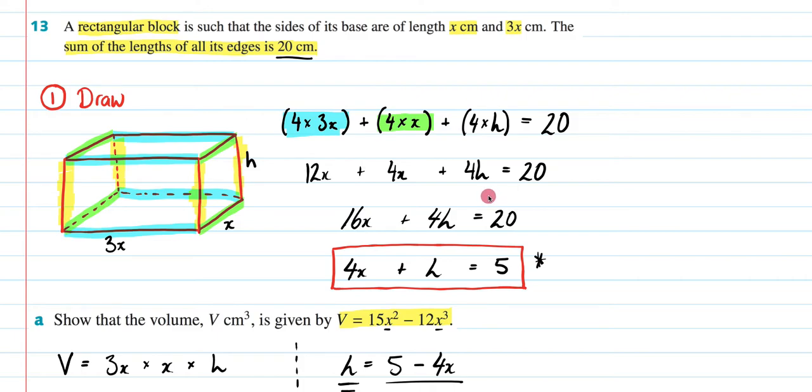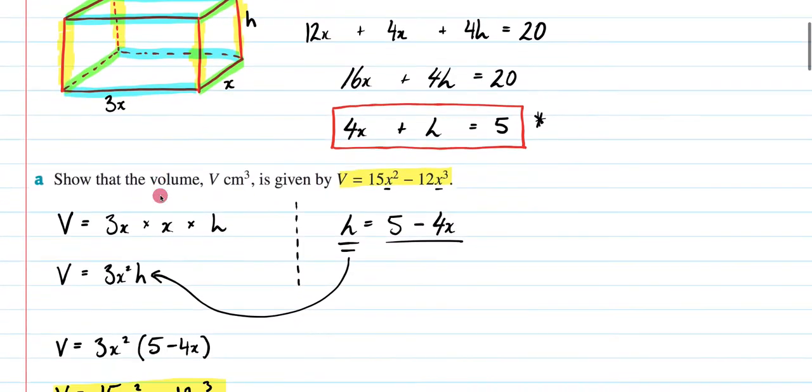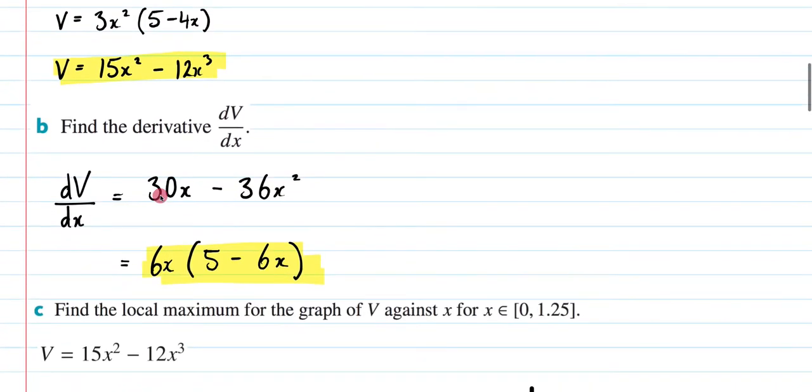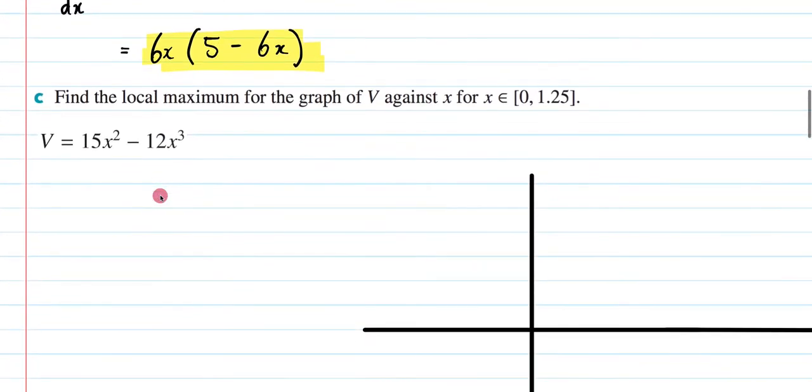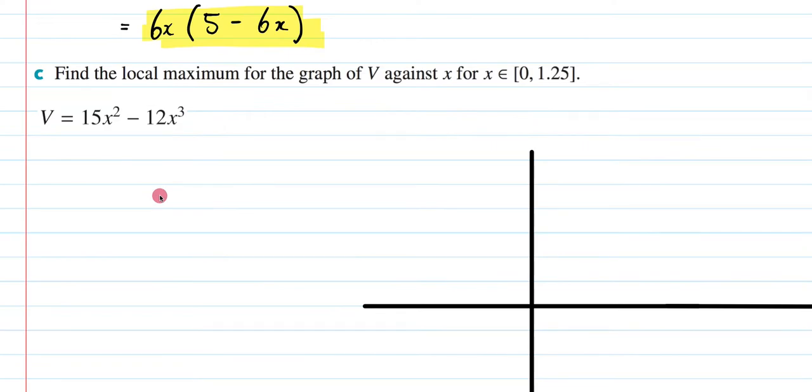So we are working through exercise 18E and we're working through, in this video, question 13. In the previous video, we went through A, B, and now we're going to go through C, which is asking us to find the local maximum for the graph of V against X, for X is this. So we have restricted the domain.